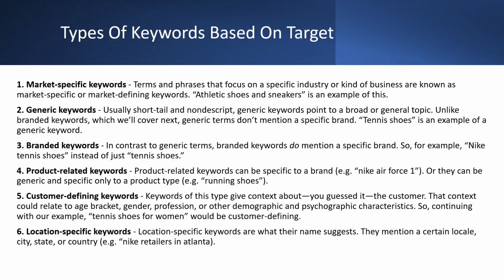The last is based on target, under which we have market specific keyword, which shows a keyword related to a specific market, like sneakers. Sneaker shoes shows the sneakers market. After this we have generic keyword. For example, tennis shoes is a very generic keyword. Mobile phones can also be a generic keyword.